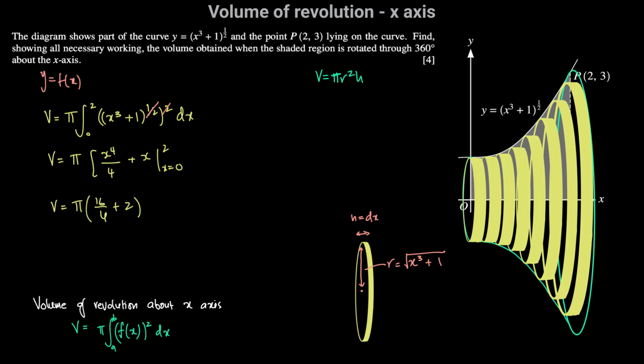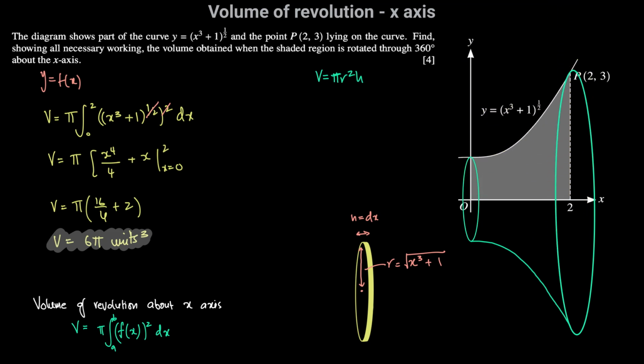And we're going to subtract whatever we get for the lower limit. However, we can clearly see that when we substitute x is equal to 0, we simply get 0. So then we can say that the volume is equal to 16 divided by 4, which is just 4, plus 2. So that's 6 times pi. So the volume is simply 6 pi units cubed. So that is the exact volume of revolution or rotation when this shaded region is rotated about the x-axis. In other words, that's the volume of this shape over here.